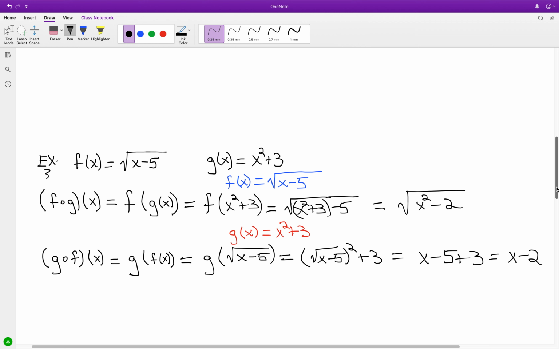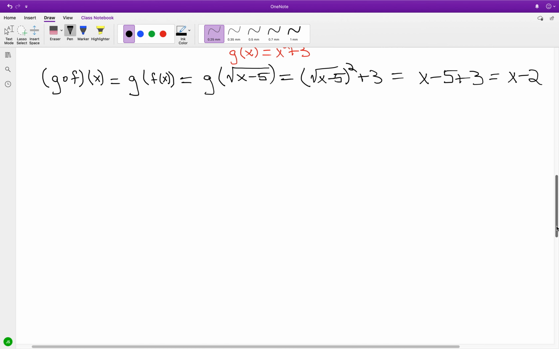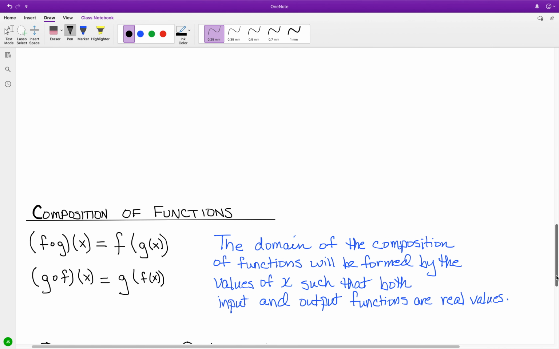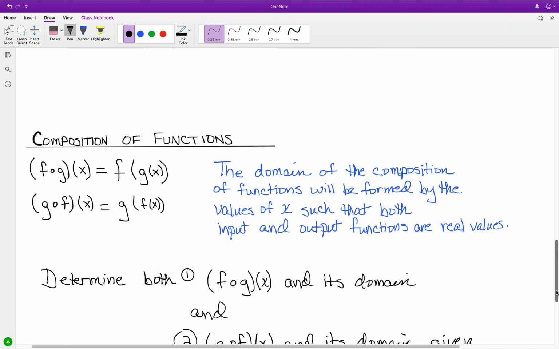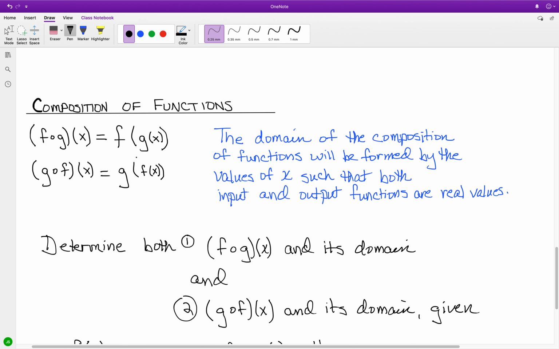Now, in looking at the domains of the composition of functions, we have both f composed with g of x and g composed with f of x. The domain of the composition of functions will be formed by the values of x such that both input and output functions are real values.